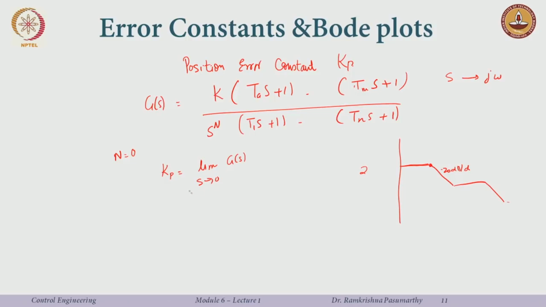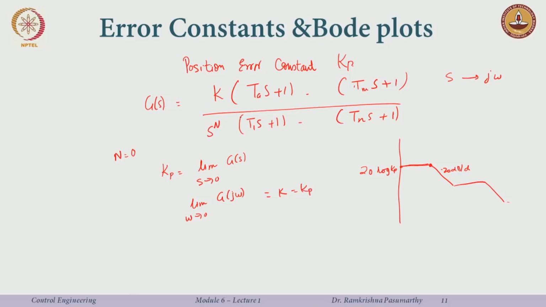Now, same thing if I say what happens when the limit as omega goes to 0 of g of j omega? Well, that is simply k, right. This term goes away, I just put omega equal to 0, and that is what I am left with. Now, this is again at omega equal to 0, right. So, 20 log of Kp, and this k is essentially Kp, right.